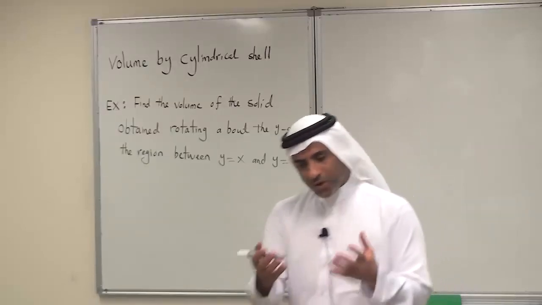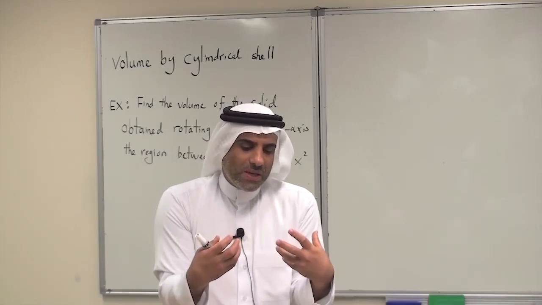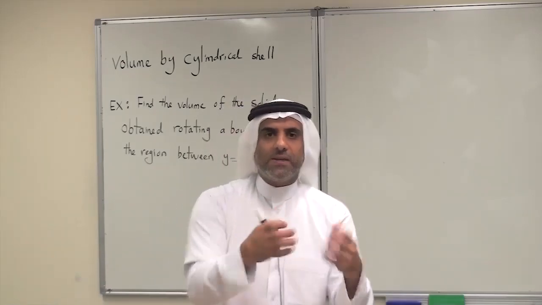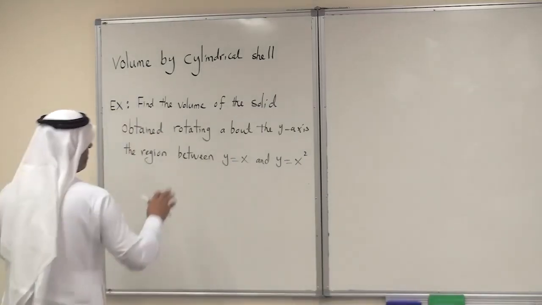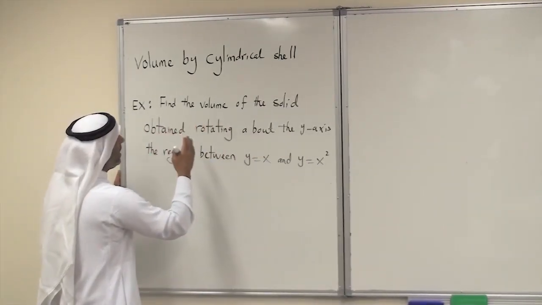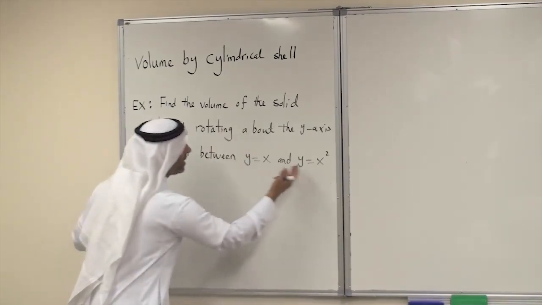Now let us see how to solve one question by the two different methods, and we may be confident that the two methods will reach the same final answer. We have here a question that says: find the volume of the solid obtained by rotating about the y-axis the region between x and x squared.